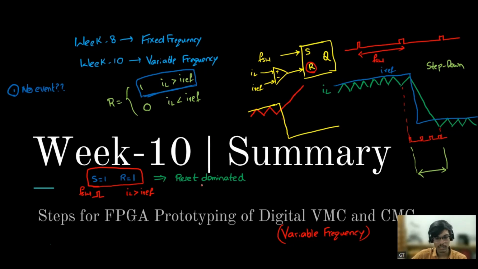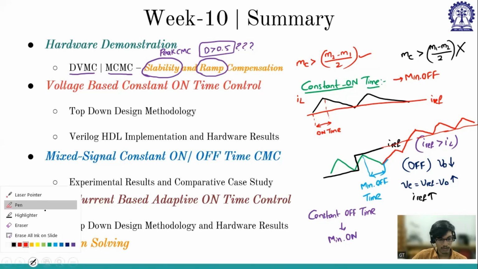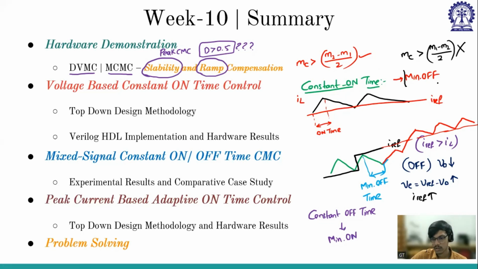And here it has been reset dominated, which we will consider in this border case study. And here it is like a constant on-time, a different modulation technique. So this is the solution. One is the minimum off time and the other one is the minimum on time. So this part clear? Yes, sir, clear.